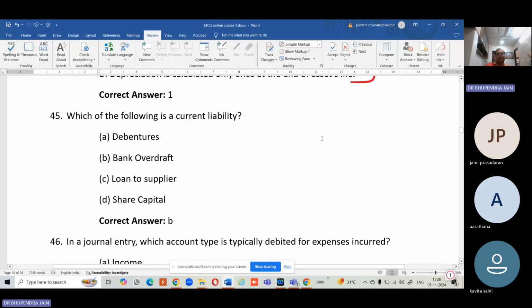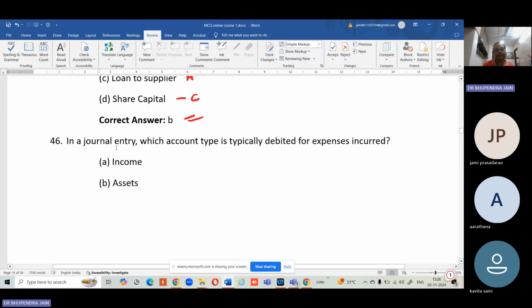Which of the following is a current liability? Debenture is a long-term liability. Loan to supplier is an asset, this is not a liability. And share capital is capital. So the correct answer is the bank overdraft.